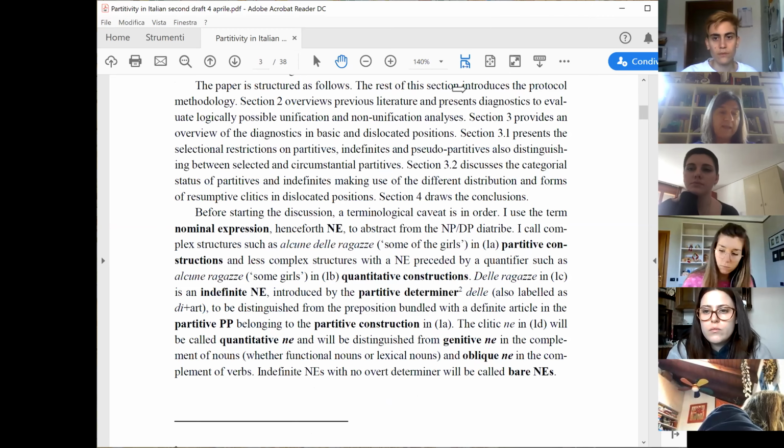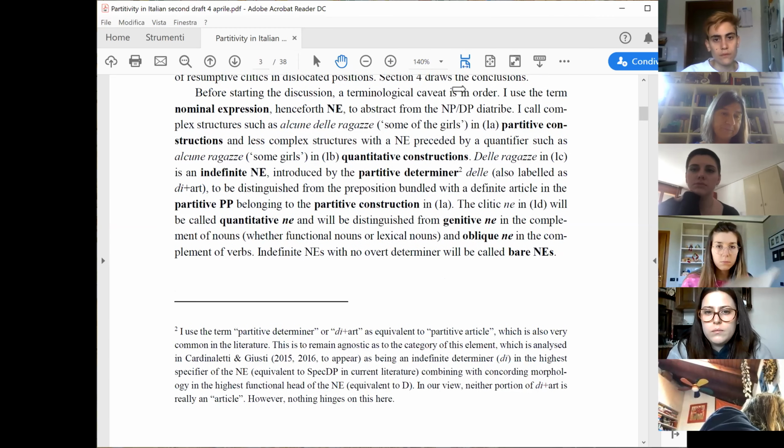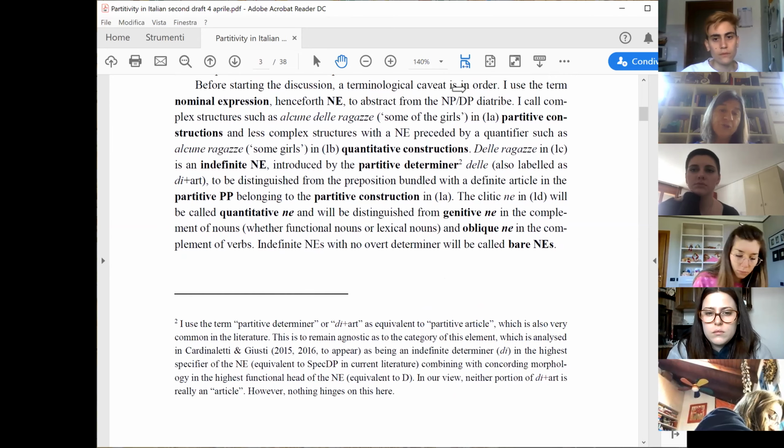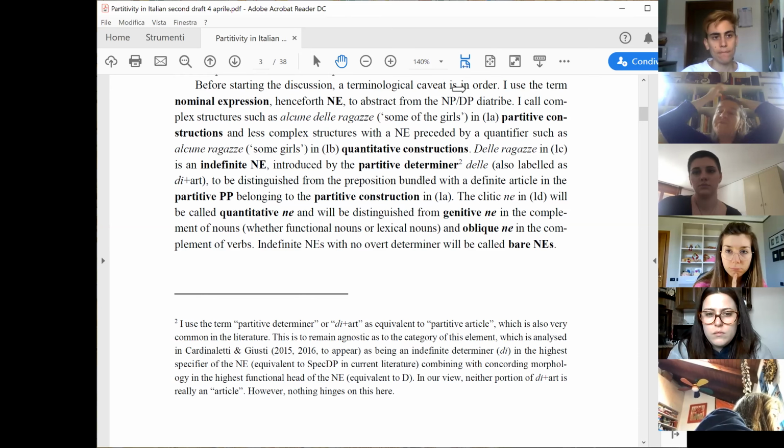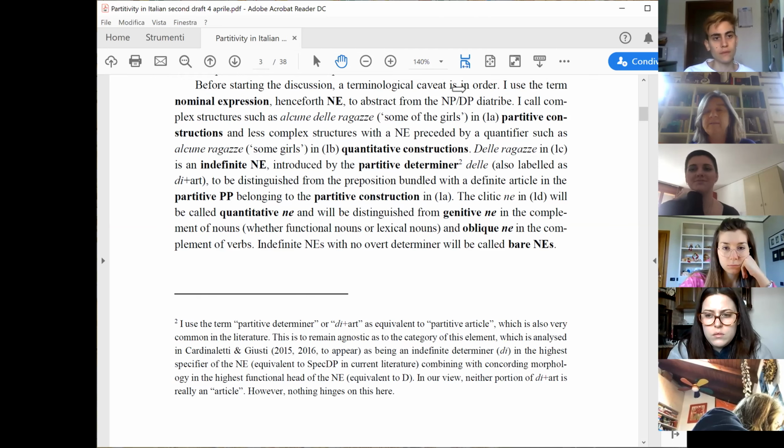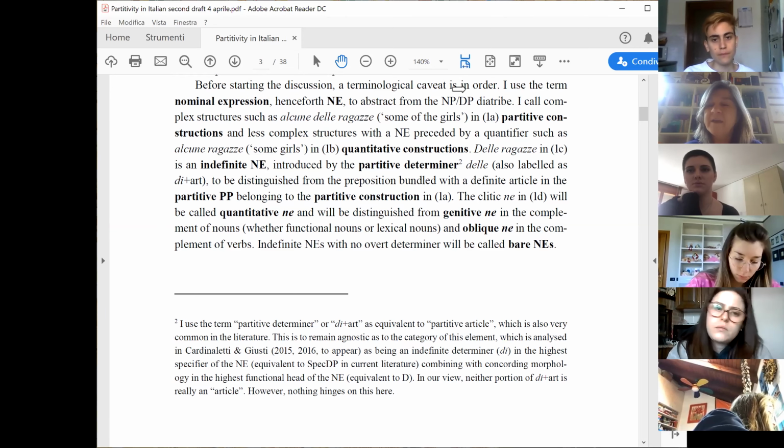Then I have this terminological paragraph, which is very important in this respect. You don't always need to have it, but it's very important here because partitive is a larger term. Often these things are called partitive this, partitive that, partitive clitic, partitive article, partitive construction, partitive quantifier, etc. So since I want to distinguish all these things, I have to give a different name.